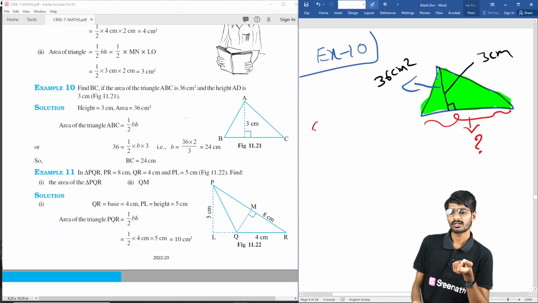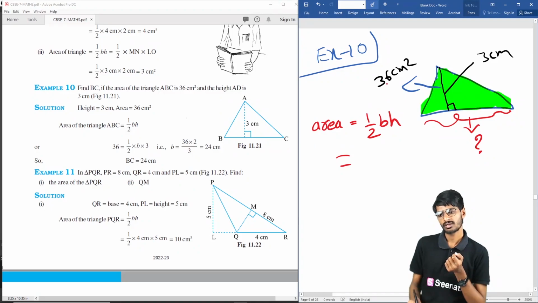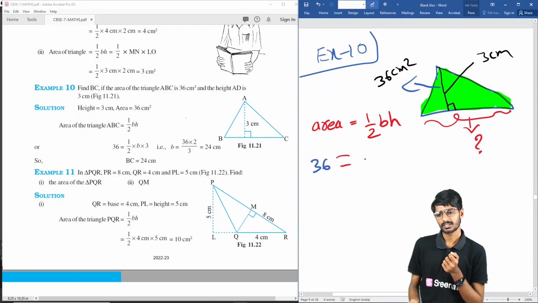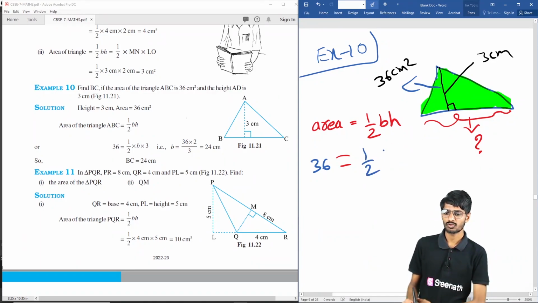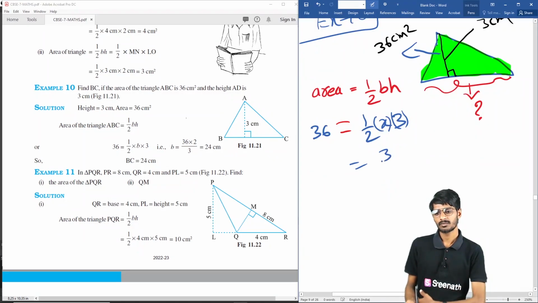So we know the formula for the area of a triangle is half base into height. They have given the area, which is 36 centimeters square, and it is 1 by 2, and the base, which we don't know, we are assuming as X. And what about the height? They have given that it is 3 centimeters. So it is 3 by 2, X is equal to 36.